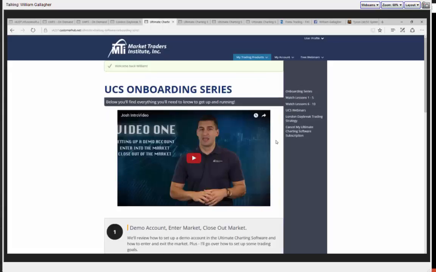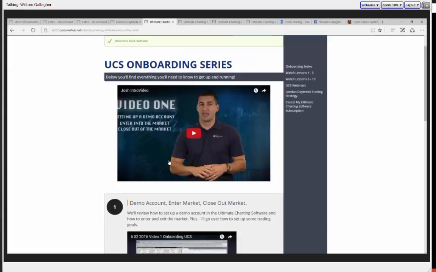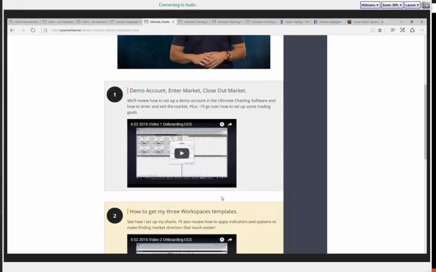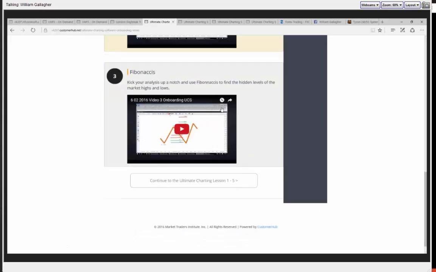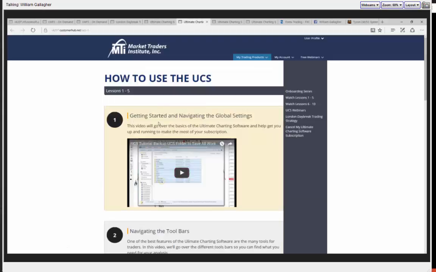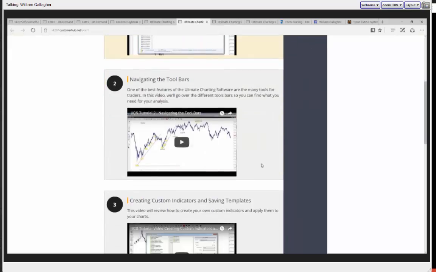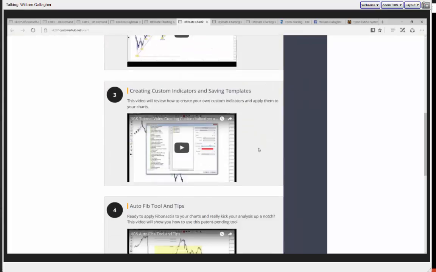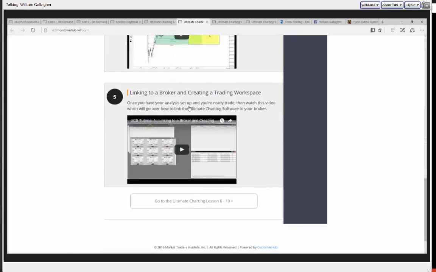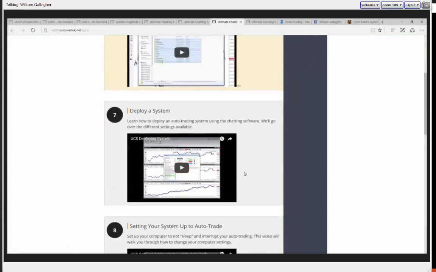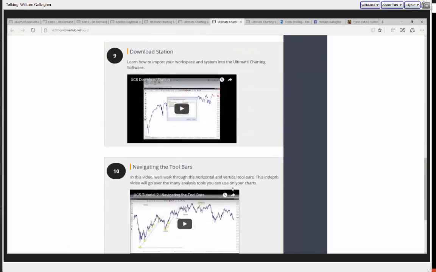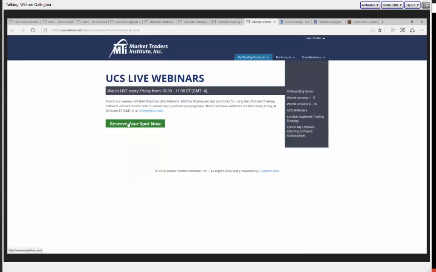Now, with the Ultimate Charting software, you'll get all the onboarding series. You'll get 2 tutorials showing you how to use the different facets, the workspaces, how to use Fibonacci's, navigation, the toolbars, custom indicators, the Fibonacci tools, and linking it to your broker so you can actually trade live from the charts. You'll get all this information, how to deploy systems, how to auto trade. All of this is included as well. You'll also get into a live session every Friday where you can ask a live professional any questions you might have.